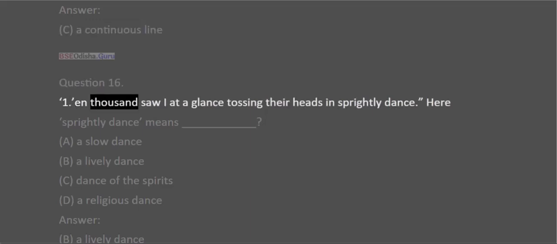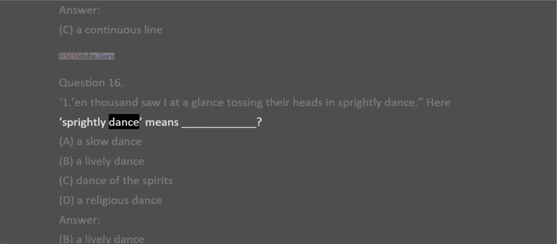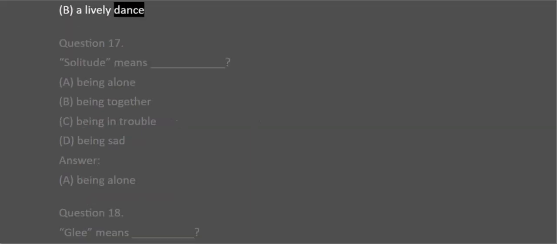Ten thousand saw I at a glance, tossing their heads in sprightly dance. Here, sprightly dance means blank. A. A slow dance. B. A lively dance. C. Dance of the spirits. D. A religious dance. Answer. B. A lively dance. Question 17.